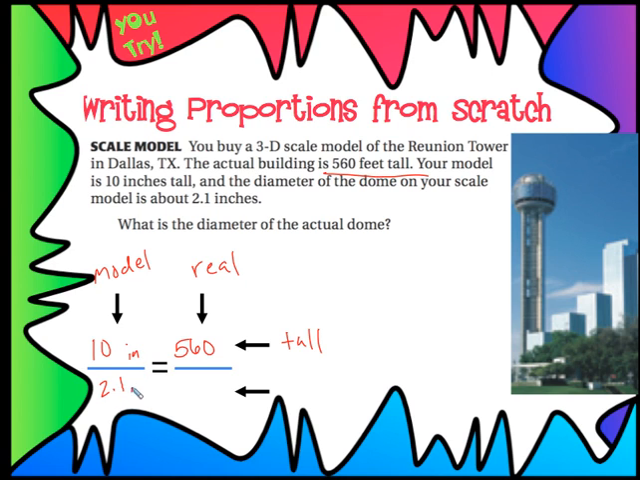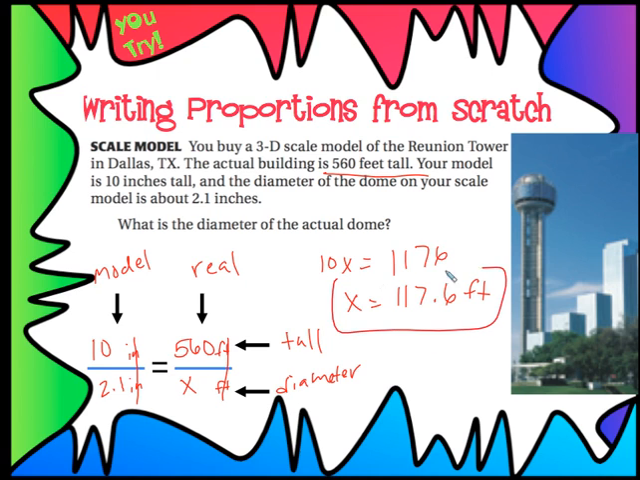Now these are both in inches, so they'll nicely cancel. This is going to be in feet. So this is going to have to be in feet so that they cancel. So that is diameter. And that will be our x. So we have 10x equals 560 times 2.1. That is 1176. Divide by 10 and you get 117.6 feet. Hopefully, if I did that right, that's what you get. I did it kind of quickly. All right, that's it.